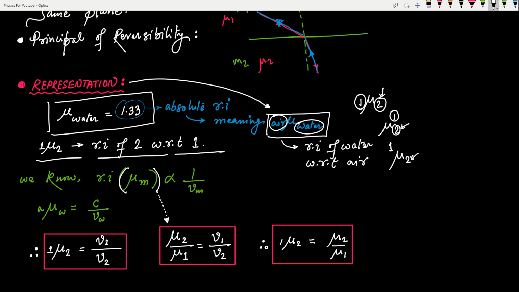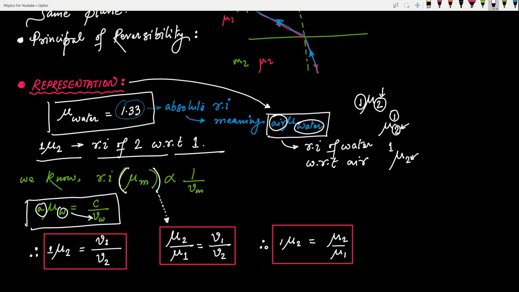This concept has already been established earlier. If we use that concept, we can say that the refractive index of water with respect to air is given by velocity in air divided by velocity in water. That is the velocity of light. So we can see that the refractive index of water is inversely proportional to the velocity of light in water. So inversely proportional, that is following this concept.